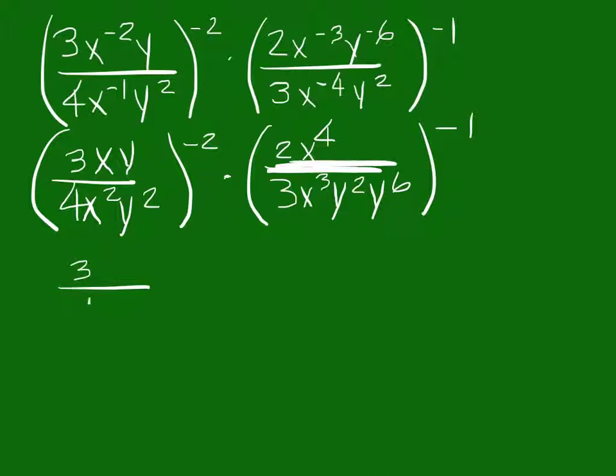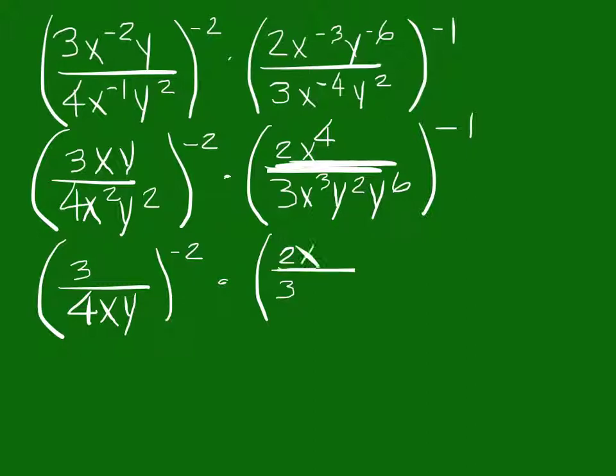So you still have a 3 and a 4, but x over x squared is what? 1 over x, so you just have an x on the bottom. X over x squared, 2 minus 1 would be 1, so x to the first on the bottom. What about y over y squared? Y on the bottom. So we still have our negative exponent outside. On the right side we have 2 and 3. What about the x's? X on the top. What about the y's? Y to the 8th on the bottom.